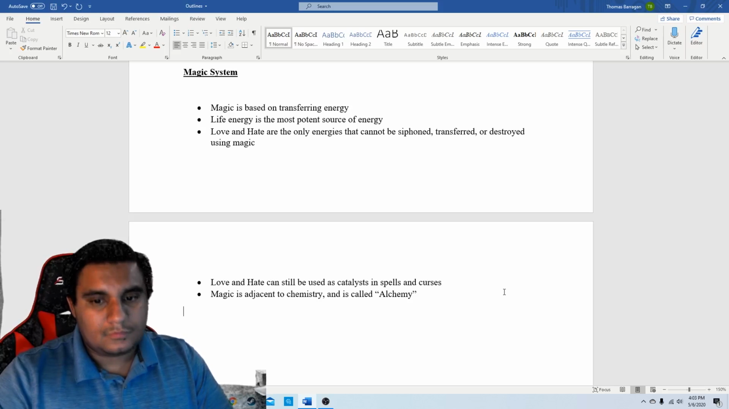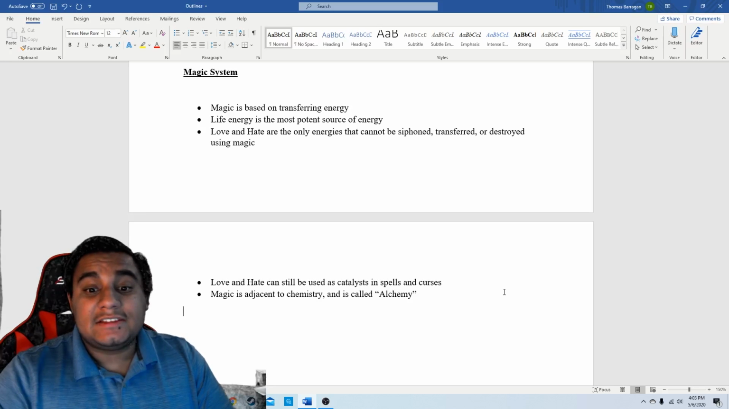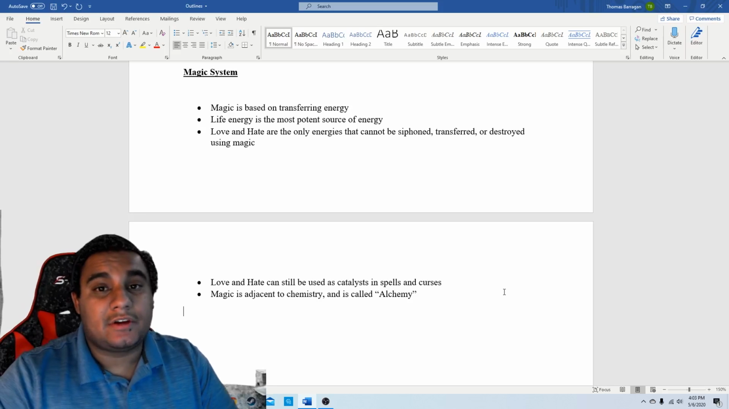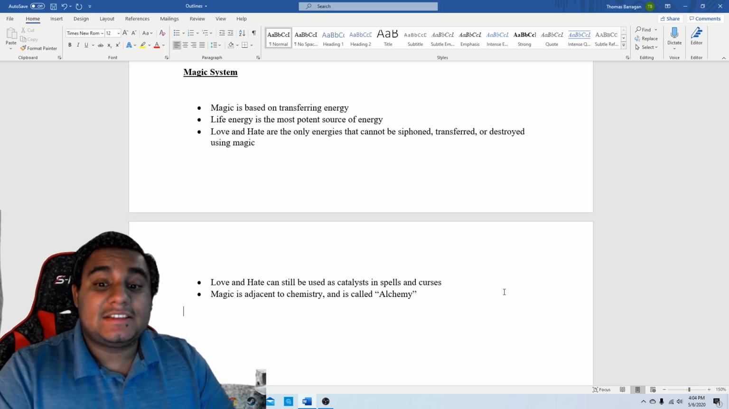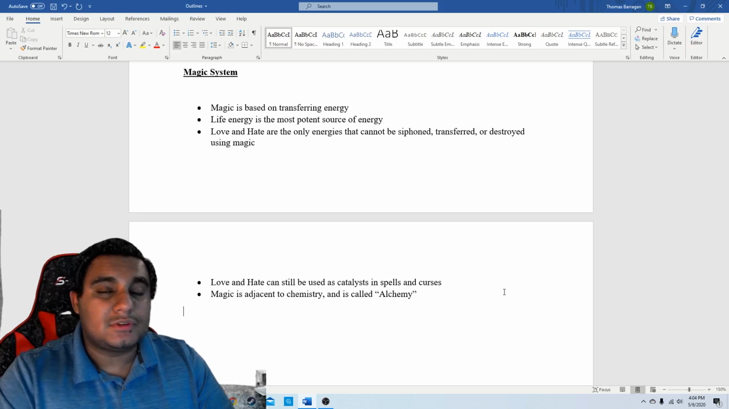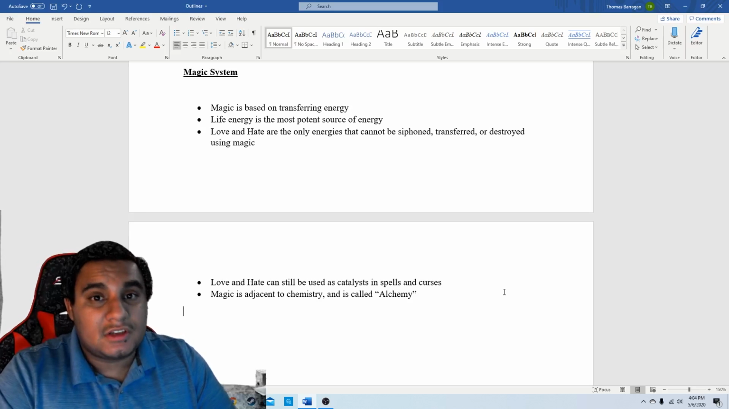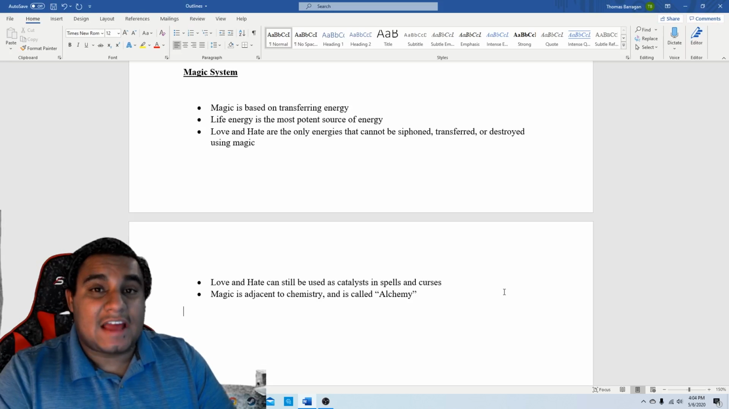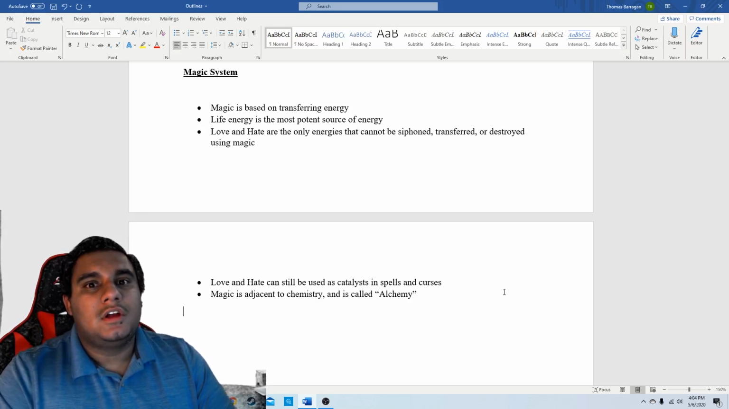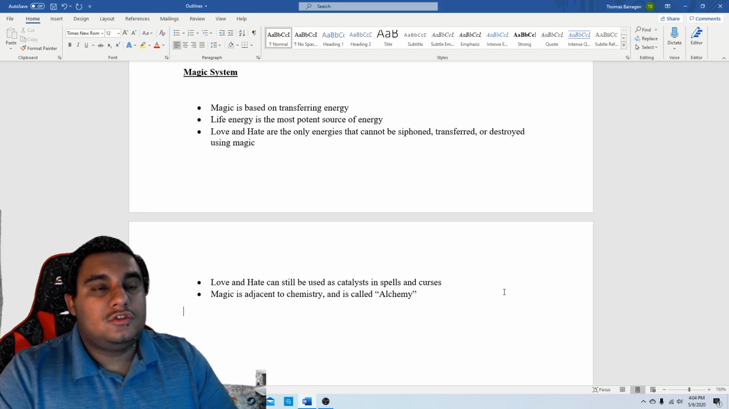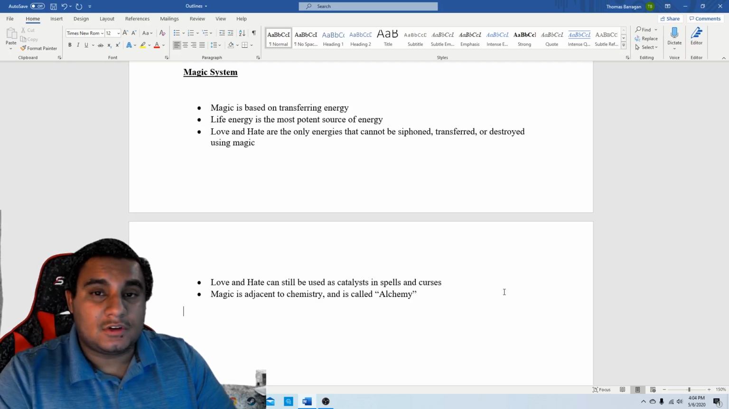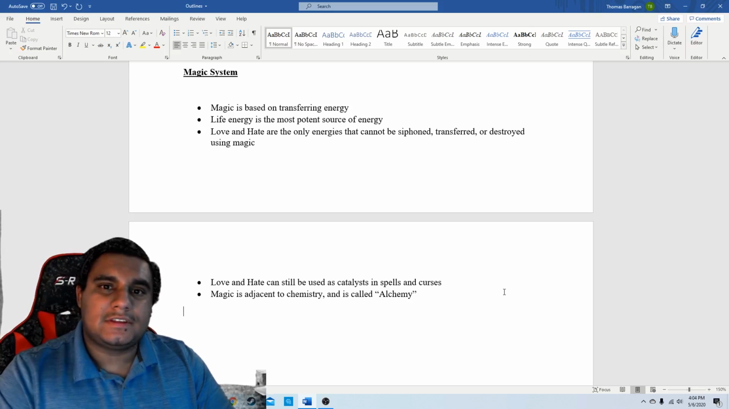However, love and hate can still be used as catalysts in spells and curses. So the fact that our protagonist has to receive a kiss from the person that hates them the most allows us to still have love and hate play a part in magic. So they can be used as a catalyst because they are so powerful. If you need a spell to be activated or deactivated a certain way, you can use love and hate as a way to activate the spell.